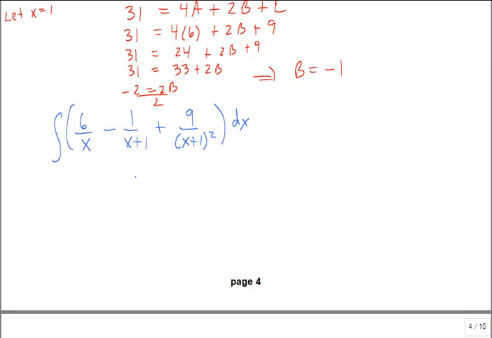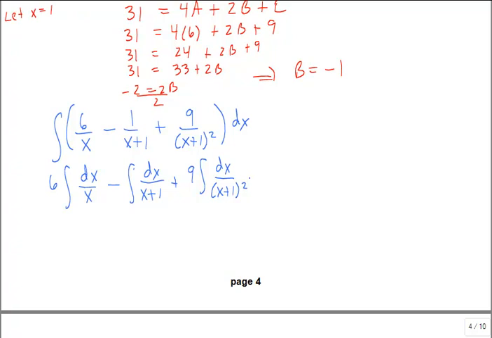You don't have to do this if you don't want to, but I'm going to go ahead and break this up into three separate integrals, and while I'm at it, I'm going to pull out my constants. So this 6 I'm going to pull out, and I'll just have dx over x. I'm going to pull out my minus, and I'll have dx over x plus 1. And I'm going to pull out my 9, so I'll have dx over (x plus 1) squared.